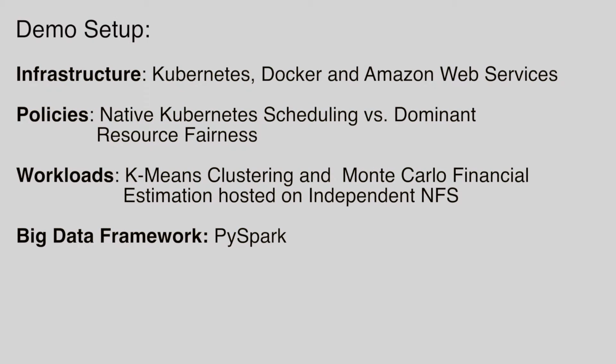We're going to monitor the CPU and memory utilization using a tool called Grafana, and we're going to measure how long it takes for the workloads to complete on the respective resource allocation policies. So let's take a look at our demo setup. For infrastructure, we have Kubernetes, Docker, and Amazon Web Services. And for the policies, we have the DRF versus the Kubernetes scheduling.